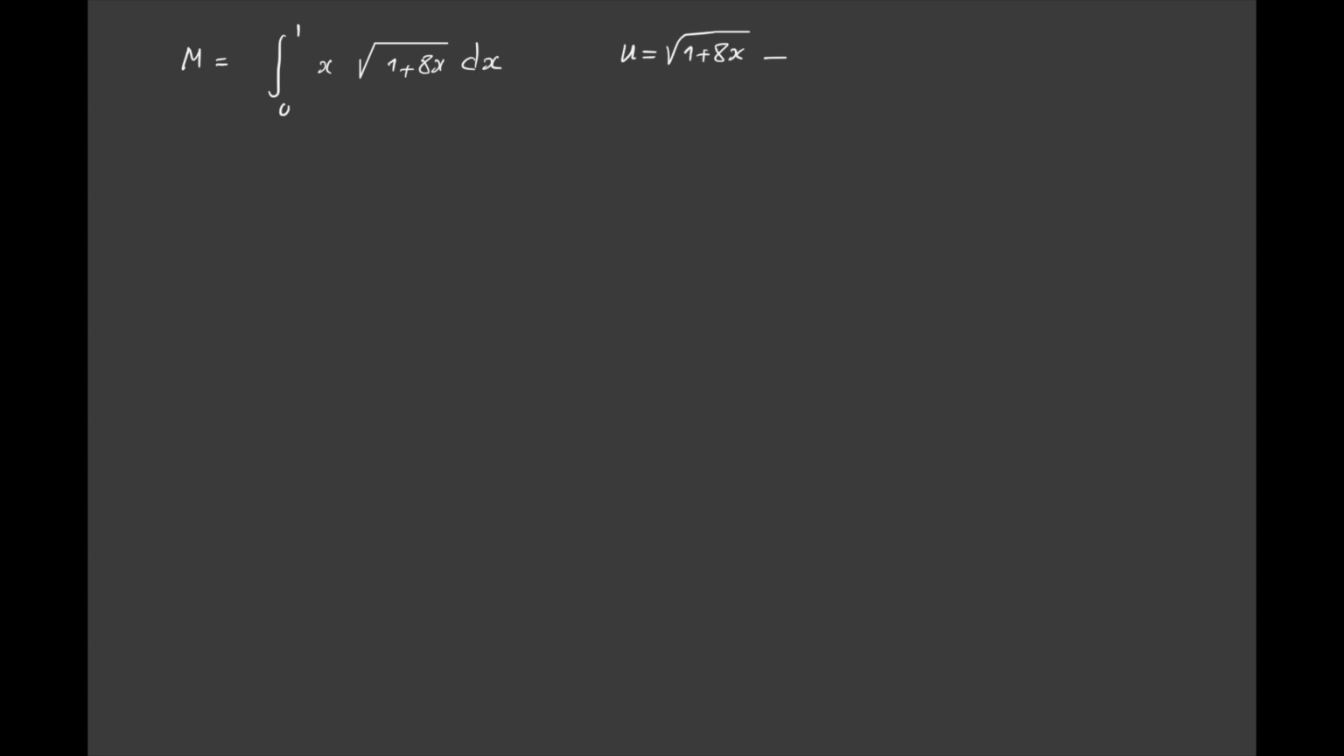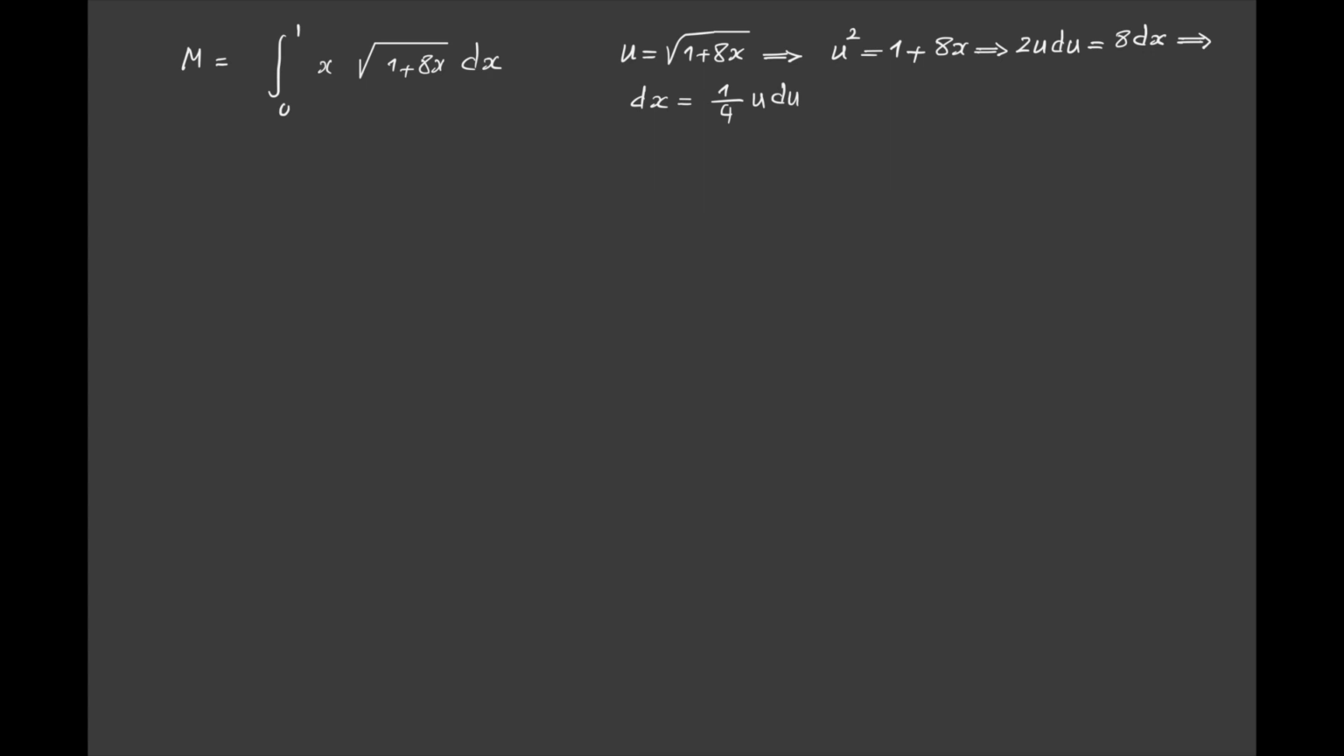But before differentiation, I raise both to power 2. So this becomes this expression, and I differentiate both. Then the left side becomes 2u du, and the right side becomes actually 8 dx. Now I am looking for dx, so I divide everything by 8. I get 1/4 u du. So that is what I have for dx.